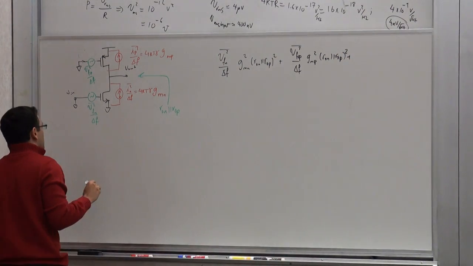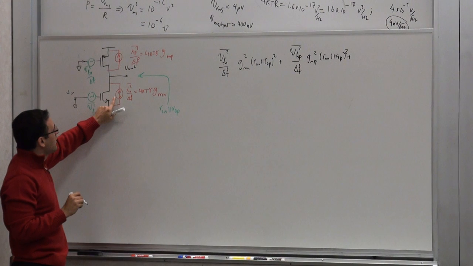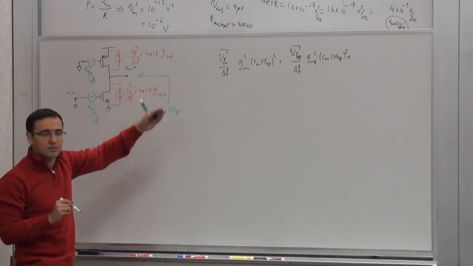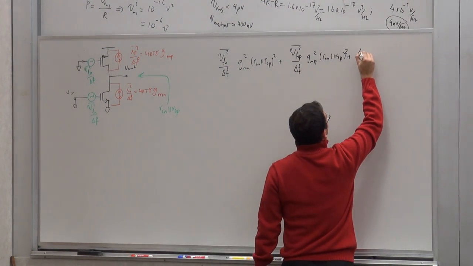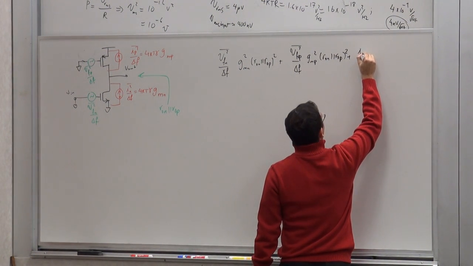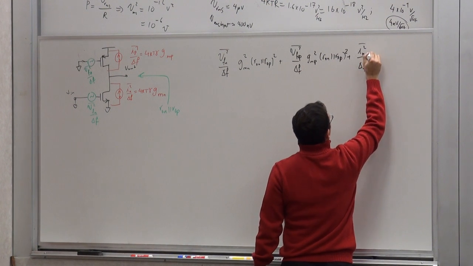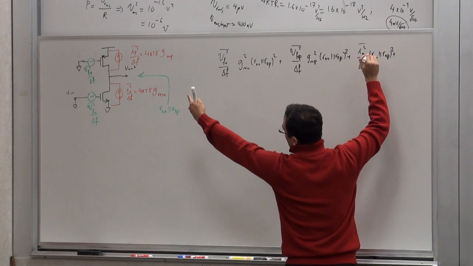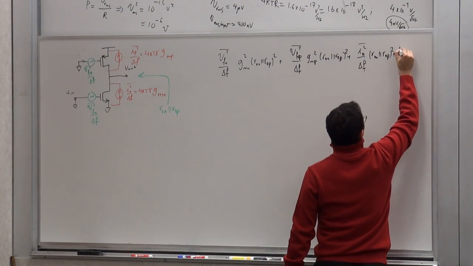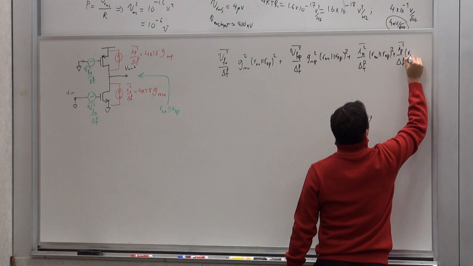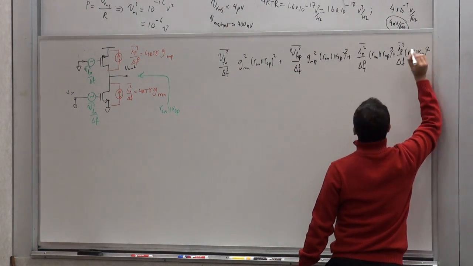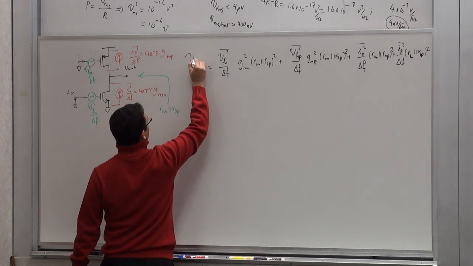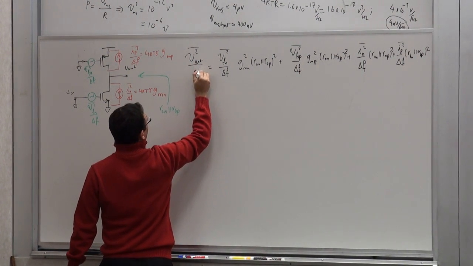Now the channel noise sources. This guy. This is the current source being injected to a node with some impedance. So it would be that current source times the impedance. So we can call it In squared over delta F times RON parallel ROP squared, plus. And similarly for that guy, IP squared over delta F times RON parallel ROP squared. That's the total output noise. So this is Vout squared over delta F.